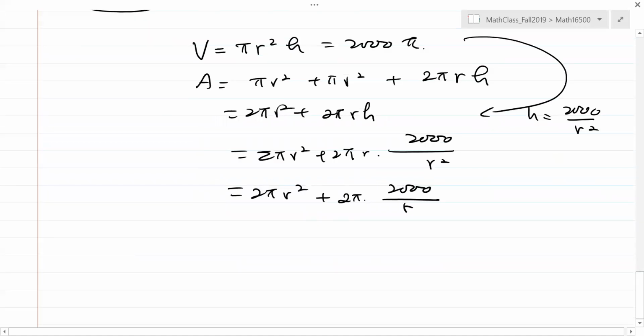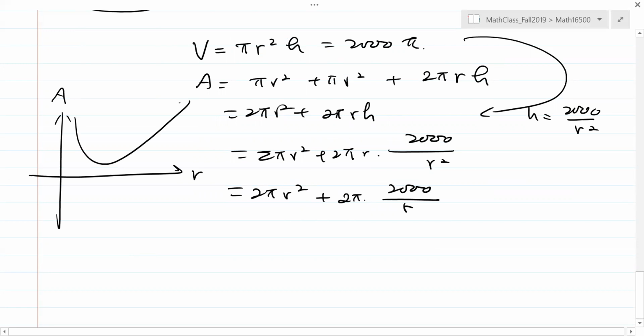For the same reason, if you draw the graph, the picture looks like that again. When the radius is sufficiently small, the area will be sufficiently large, because the height must be very large. So it's obvious to see that there's somewhere it has an absolute minimum value. So you just need to find the derivative. It's going to be 4 pi r minus 2 pi times 2,000 over r squared.